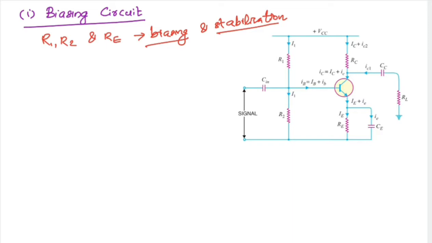So here, which biasing circuit is used? We are using voltage divider bias. You can see that in all practical circuits, the voltage divider bias is the universal method. So here the voltage divider bias method is used. So this R1, R2 and RE provide biasing and stabilization.